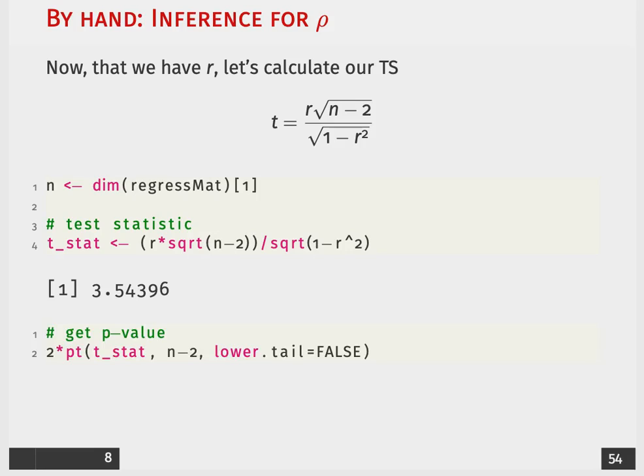With our test statistic in hand, now we can calculate our p-value, remembering one, that we're referencing the t distribution, so that's why we're doing pt. Two, remember the degrees of freedom here is n minus 2. And the third thing is that we're multiplying this by 2 because we're doing a two-tailed hypothesis test, right? We want to know whether or not there is any relationship. So it could be positive, it could be negative.